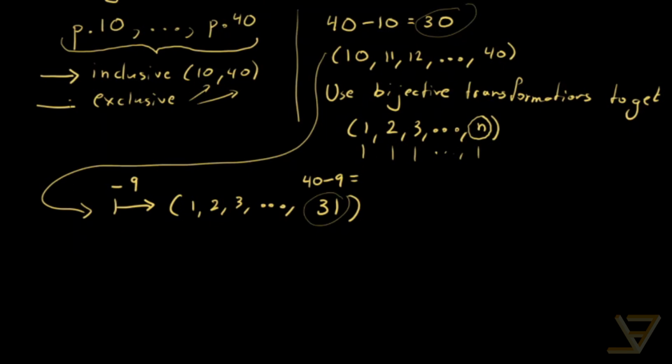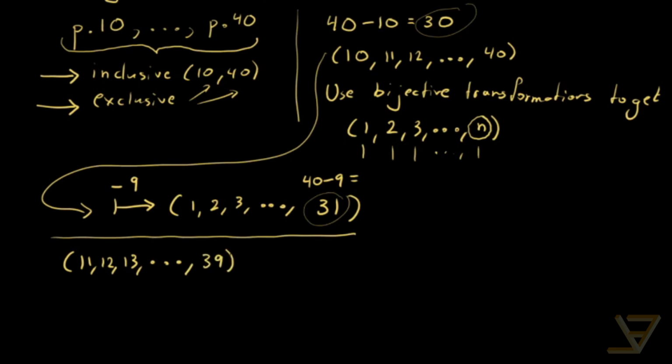Let's look at the exclusive problem. In this one, our list is the following. We don't start with 10 because we're not including 10. We start with 11. We have 12, 13. And we don't end with 40, we end with 39 because we don't include 40. Now the idea is to do the same thing, to subtract 10 from each entry, which is 1 less than 11 over here. And we get 1, 2, 3, all the way through to 29.